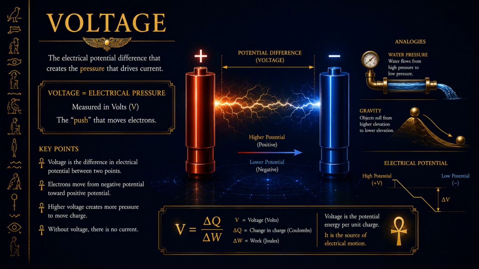Voltage is electrical potential difference. It represents the force that pushes charge through a conductor. Without voltage, there is no motivation for current to flow. Engineers often think of voltage as stored electrical pressure that becomes useful when a complete circuit is available.